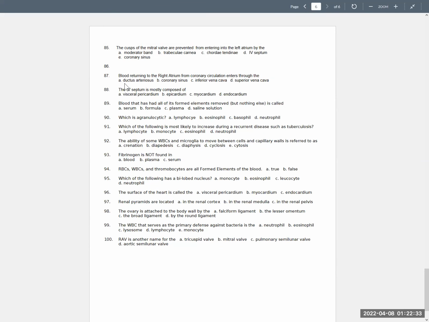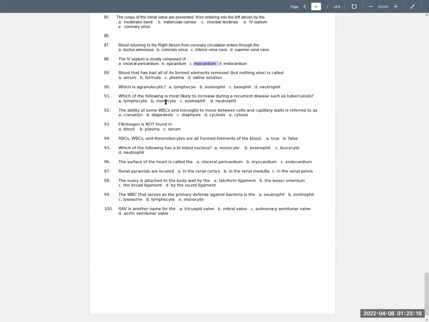87. Blood returning to the right atrium from coronary circulation enters through, I'm going to give it to you, coronary sinus. The vessel on the back of the heart is called the coronary sinus, and its entrance into the right atrium is also called the coronary sinus. Now, since I didn't mention that to you earlier, and I don't believe I mentioned it to the class at all, you don't expect to see that on the test. The IV septum is mostly composed of myocardium.